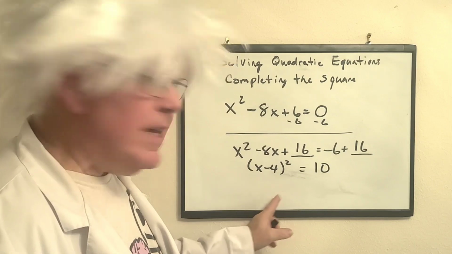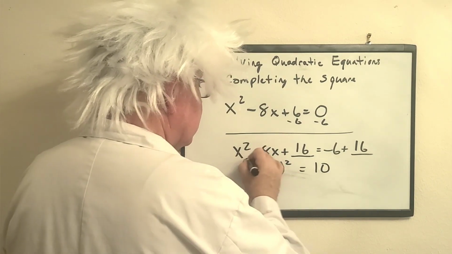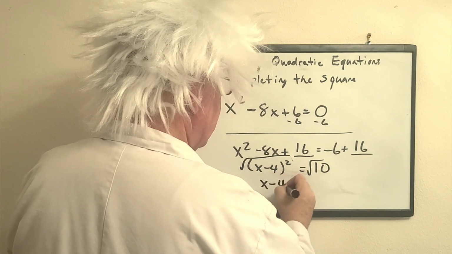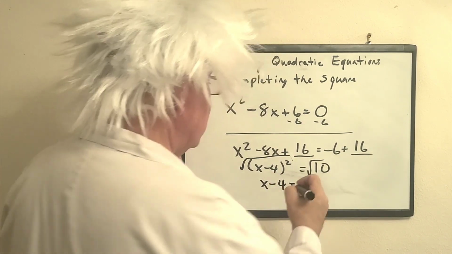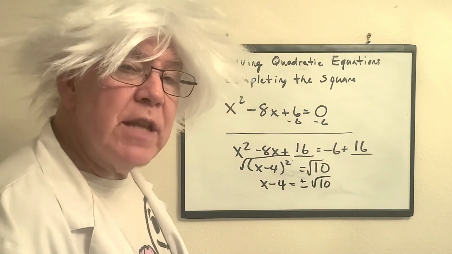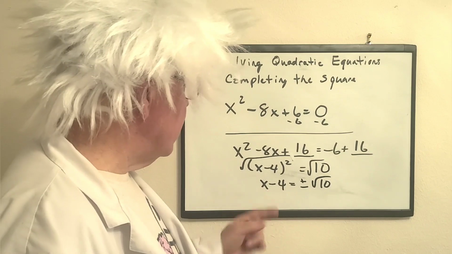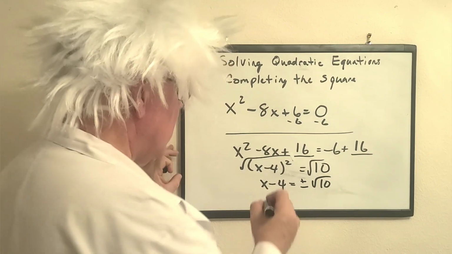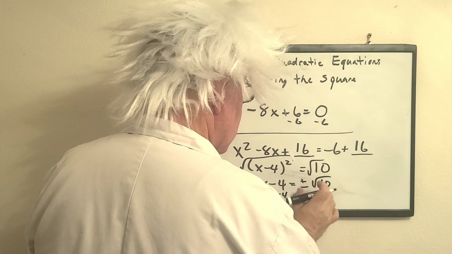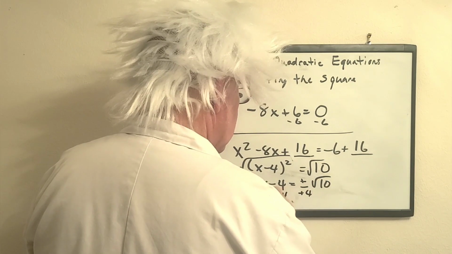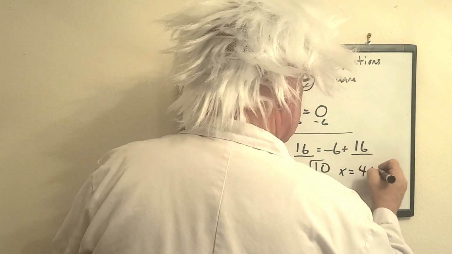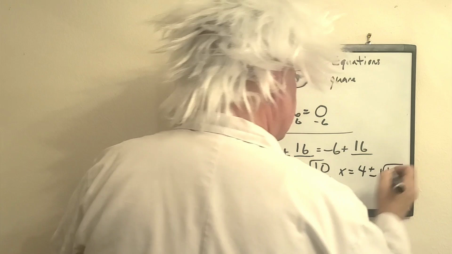So to get that gone, I have to take the square root of both sides. So when I take the square root of both sides, I get x minus 4. Now remember, you take an even root, you get positive and negative square root of 10. Now, square root of 10 doesn't have any factors in it, so we're good there. But now, to get x by itself, we have to add 4 to both sides. Okay, so we're going to add 4. So your answer is going to be x equals 4 plus or minus the square root of 10.